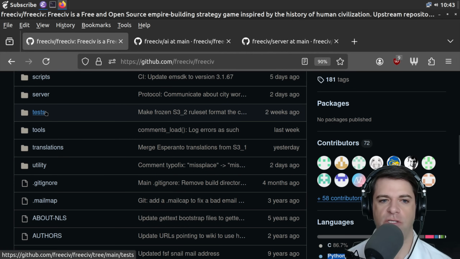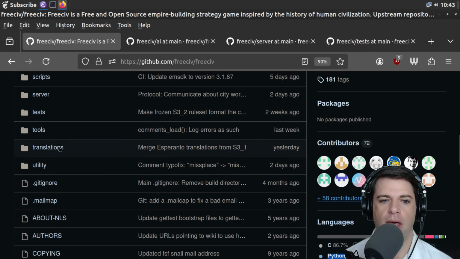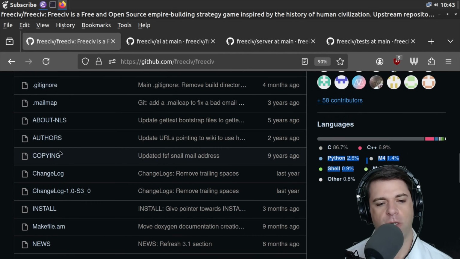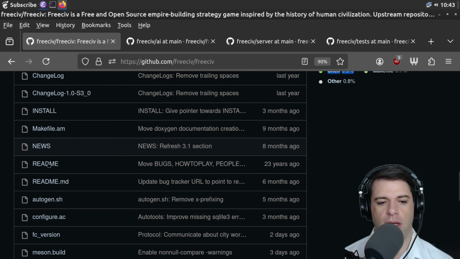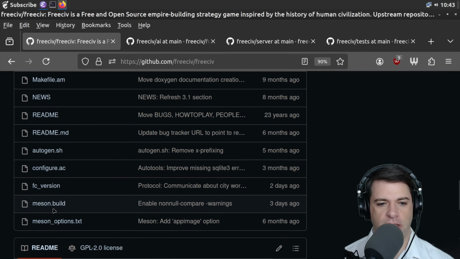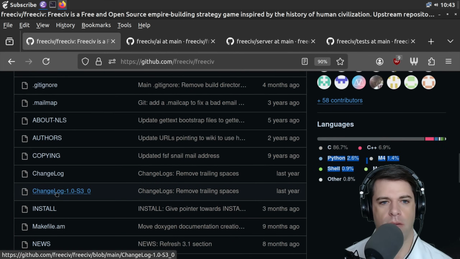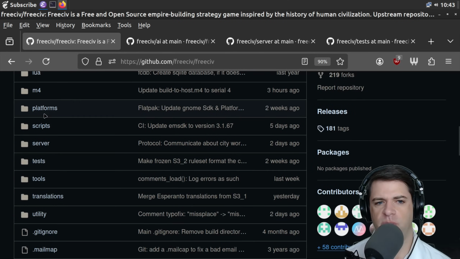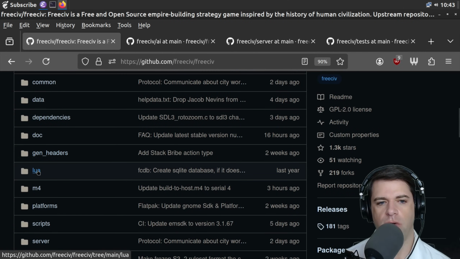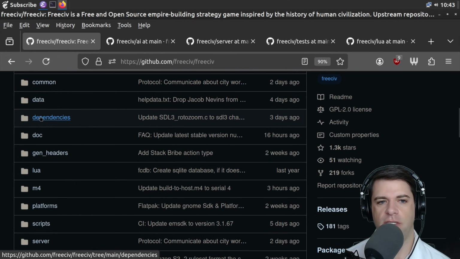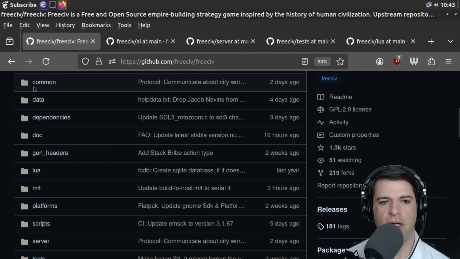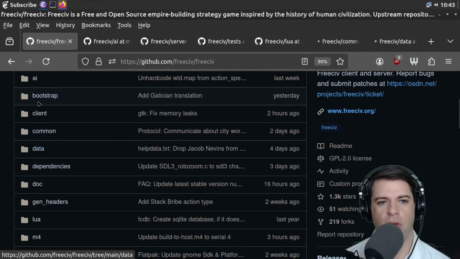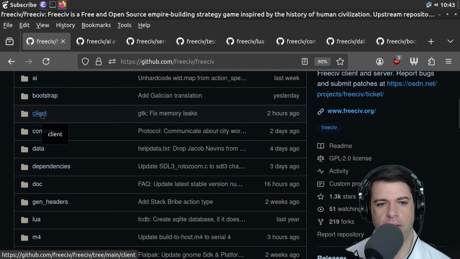We have tests. It's always great to see tests. Translations is important, but we're not going to look at it. And what else? They're using Meson as a build system. There should be more folders. Maybe platforms, probably not. Lua should be scripting. Lua might be interesting. Dependencies might be like third-party dependencies. Common and data might be where to be. We also have Bootstrap and client.